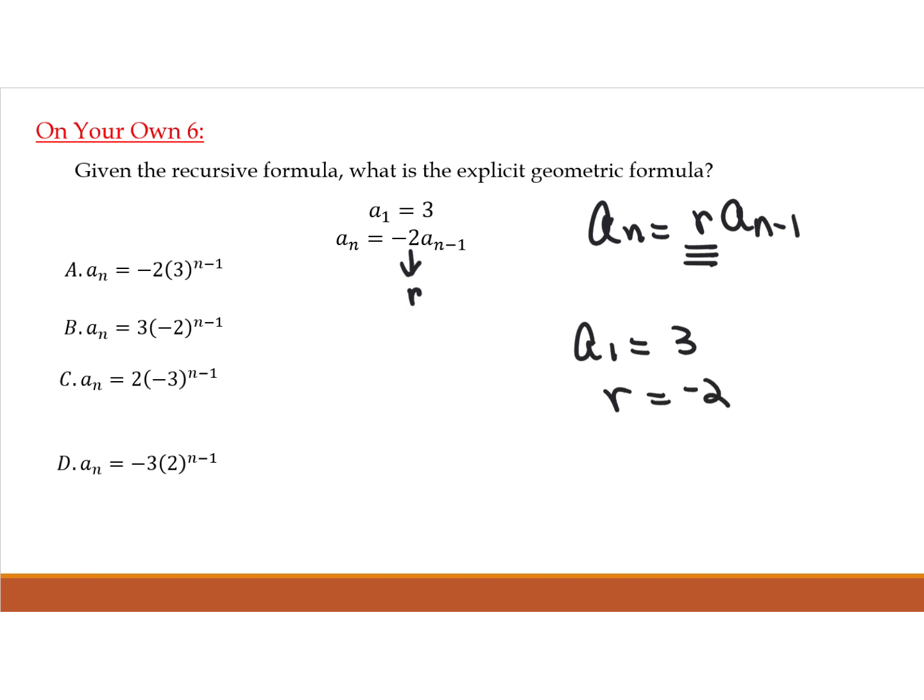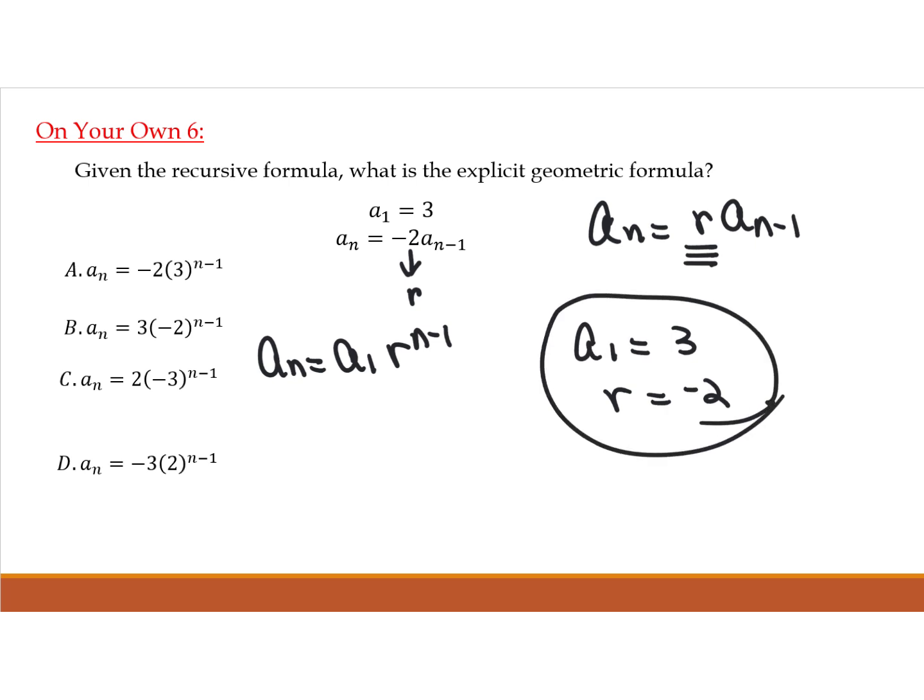I'm going to write my explicit formula, which is going to be A sub n is equal to A sub 1 times R to the n minus 1 power. And I'm going to plug in these two values. So I have A sub n is equal to 3 times R, and remember R is going to go in parentheses, to the n minus 1 power. So my correct answer would have been answer B.